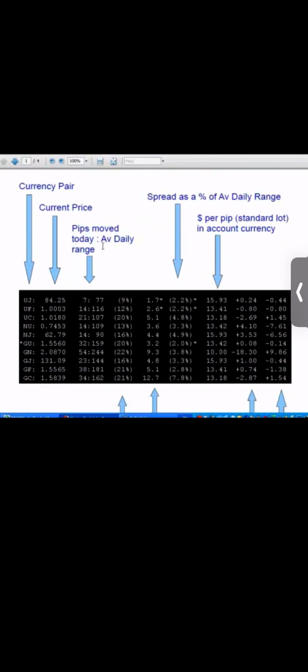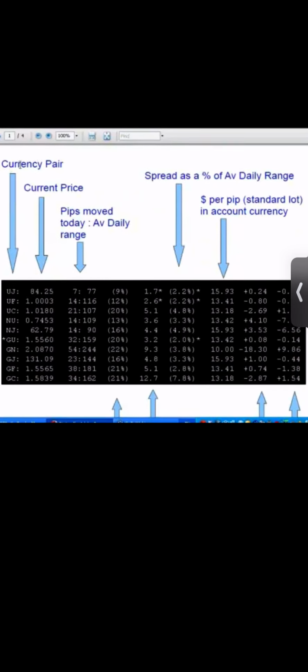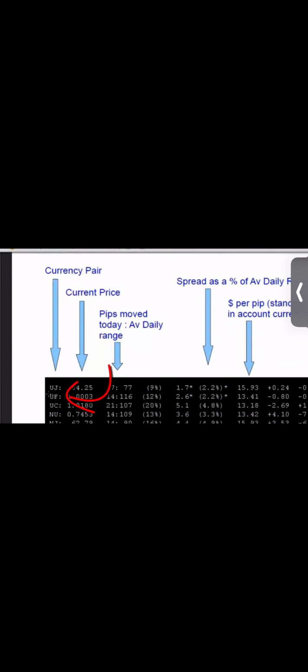On the left hand side, the first column shows us the currency pair. The U stands for US dollar, J for Japanese yen. The ones just to be careful of are F for Swiss franc, C for Canadian dollar, N for New Zealand, G for British pound, and there's no A on here, but A for Australian dollar. This is an amazing, hugely beneficial piece of software, and I think it will make a massive difference to your money management and ease of taking a position size.